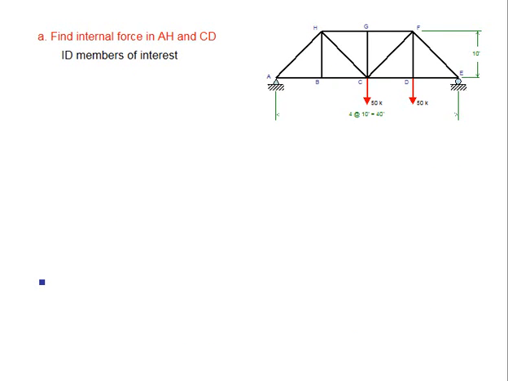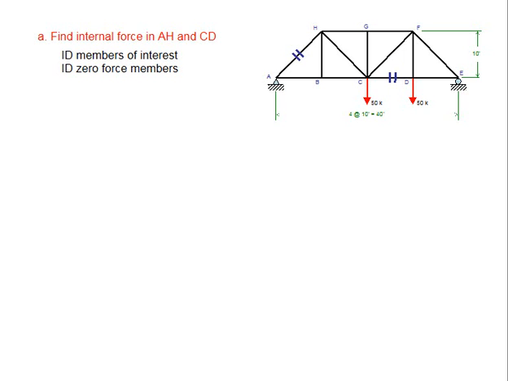Remembering our truss roadmap for finding the internal forces in truss members, the first thing we must do is identify our members of interest. In this case, AH and CD. The next thing to identify are our zero force members. We have 2 rules for zero force members, the 2-member rule or the 3-member rule.